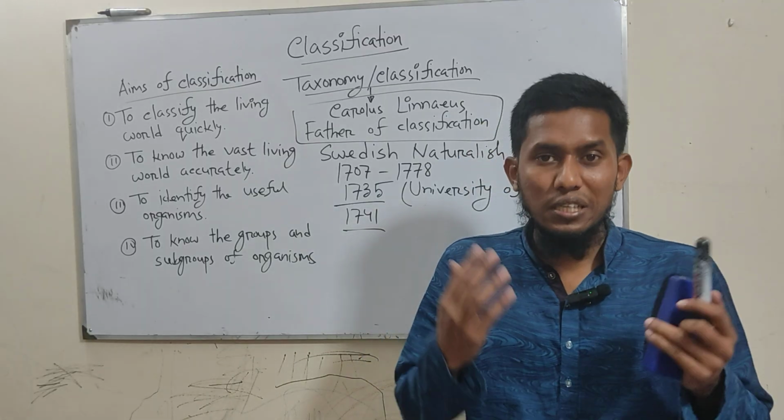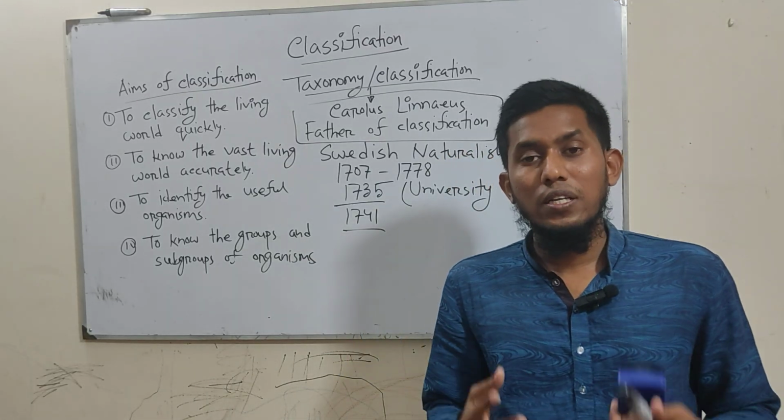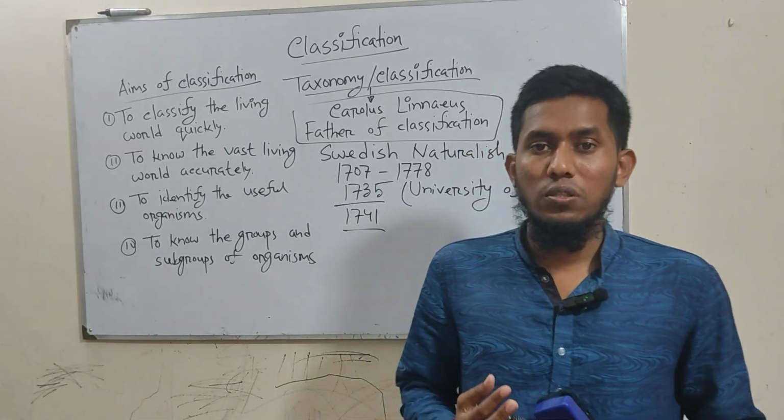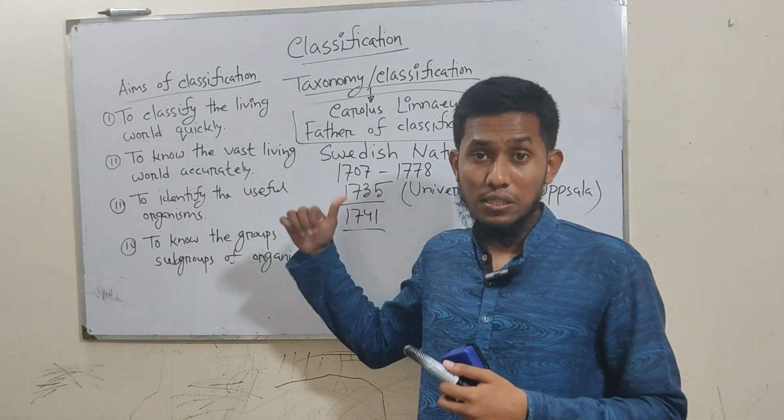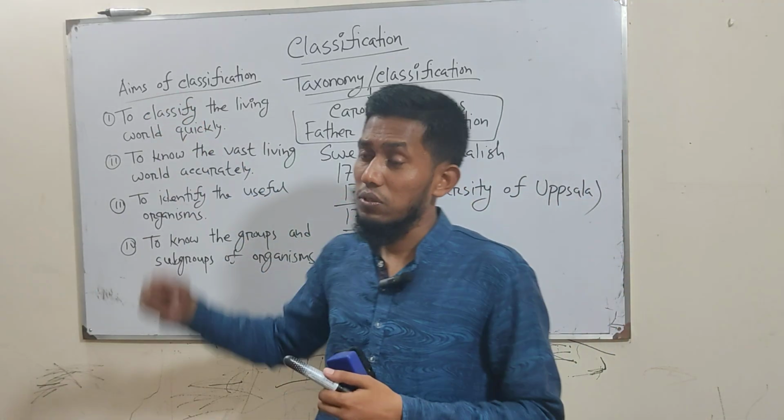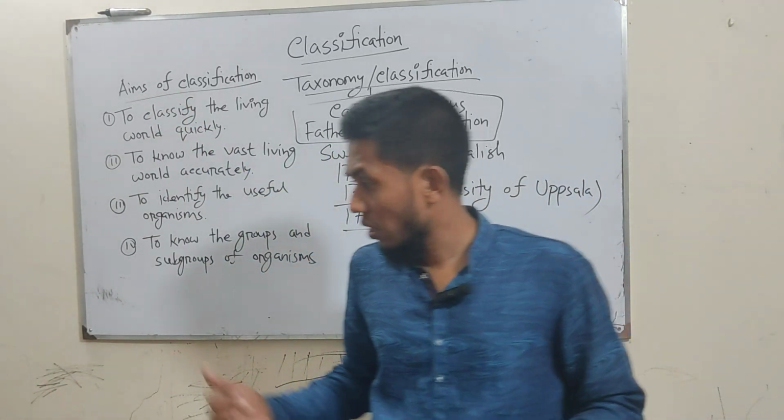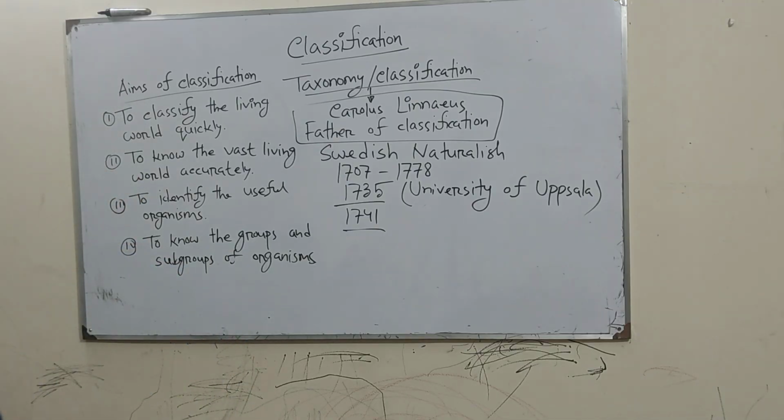So we have learned what is classification, who played a vital role in classification, the main Swedish naturalist Carolus Linnaeus, and we have learned aims of classification. So have a look and note it down. I'm giving you time. Note it down.